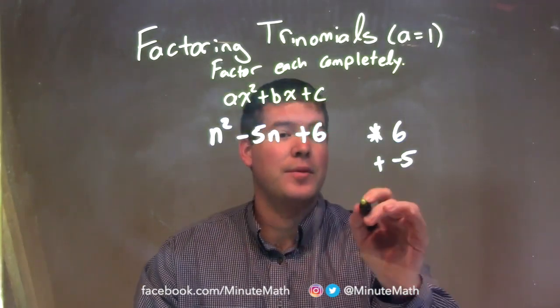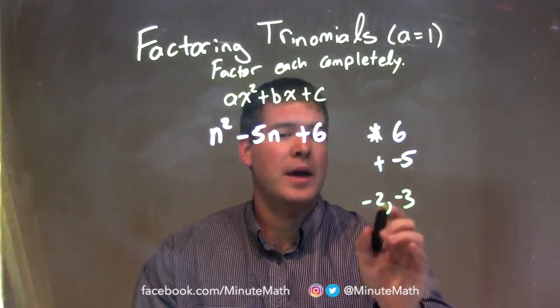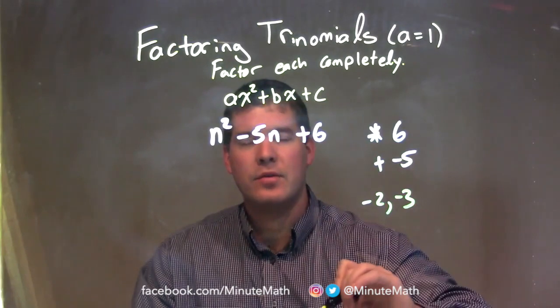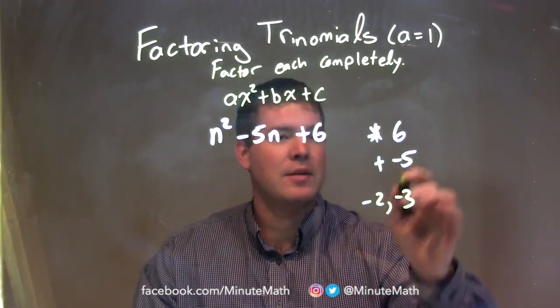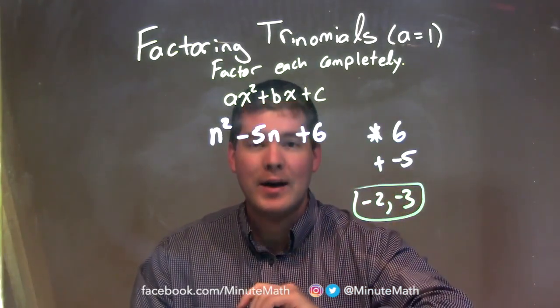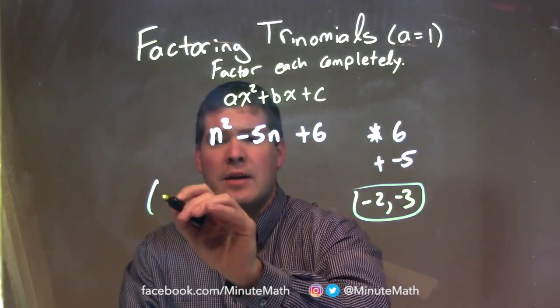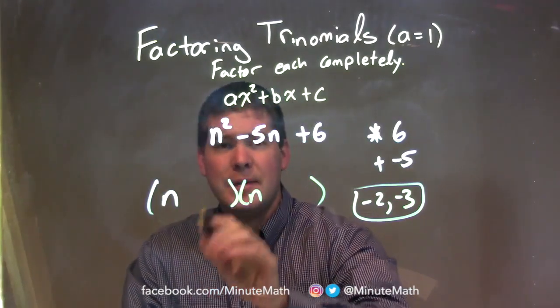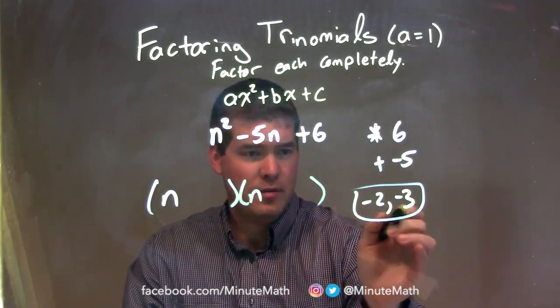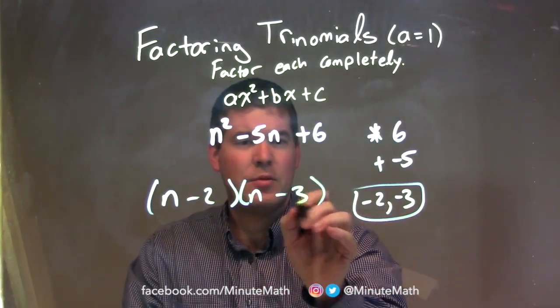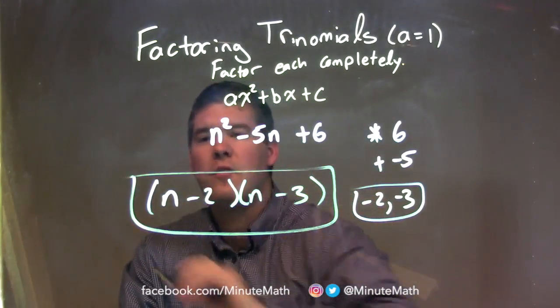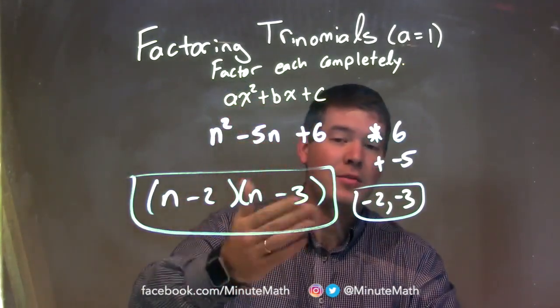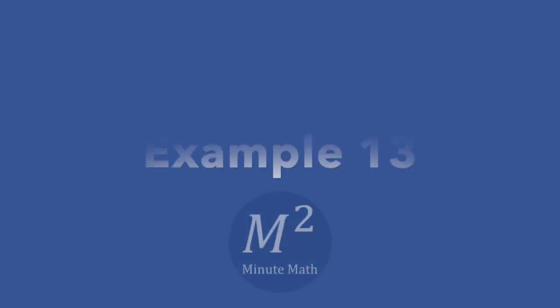Negative 2 and negative 3. The reason I'm doing that is negative 2 times negative 3 is my positive 6, but negative 2 plus a negative 3 is my negative 5. So I write this in factored form. I have my two parentheses like this, and then put our two numbers that we found here, n minus 2, n minus 3, and there we go. Our final answer here is just n minus 2 times n minus 3.